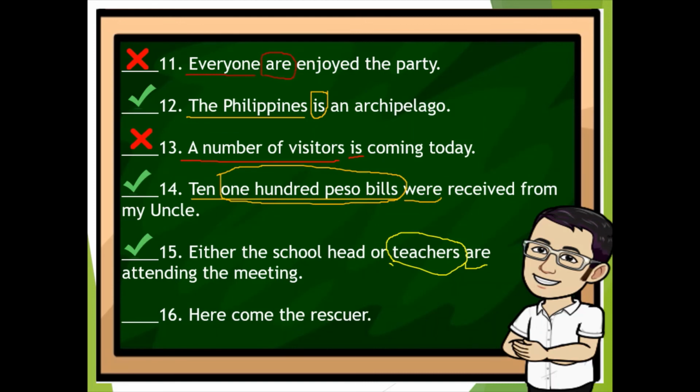Next, number 16. Here come the rescuer. The answer: it's an X mark. Why? What is the error in the sentence? The error in the sentence, you're right, is come. What should be the verb here? It should be comes, not come. Why? Because the noun that follows it is a singular noun, rescuer. So the right sentence is the one with comes.